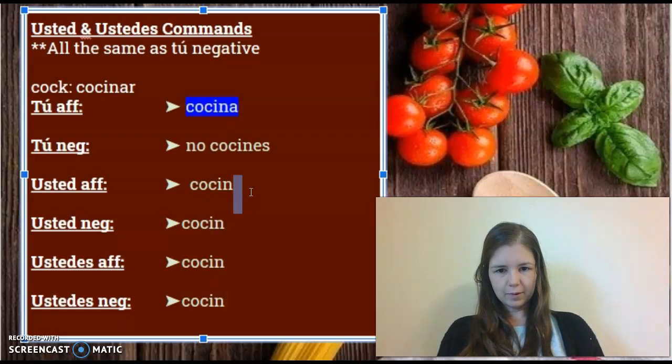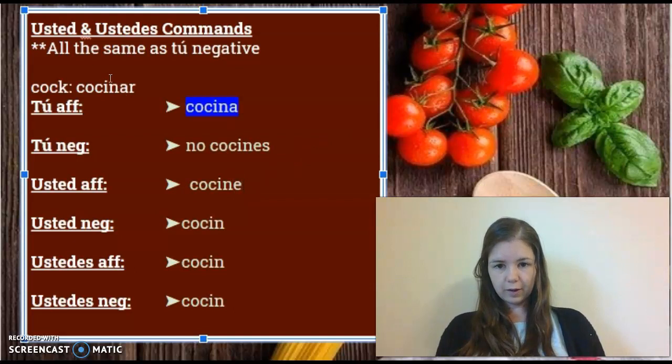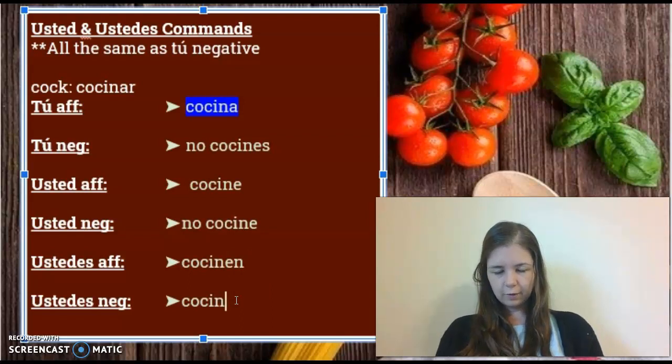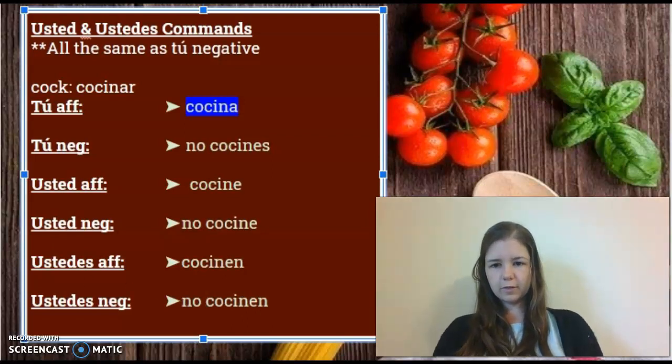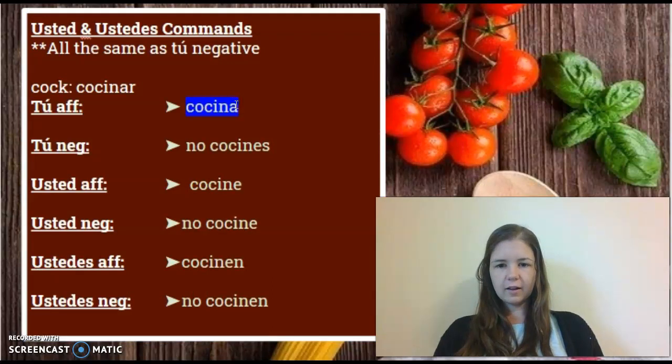So on all of these, I took my yo form, dropped the o. Now I'm just adding the opposite ending. So for usted, it would be my e because I'm doing an AR verb. Negative usted, I still have my e. I have to add no to make it negative, like don't cook. Ustedes affirmative, I'd have en for ustedes. And then for ustedes negative, I'd still have en because that's my ustedes ending, but now I have to put no in front of it. So the reason I highlighted tú affirmative is because it's different from all the others. Because all these other ones are take the yo, drop the o, add the opposite ending.